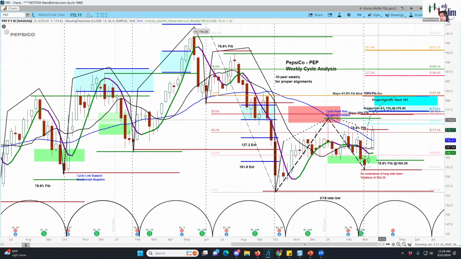And then if it really can clear this prior cycle peak, I think it has enough overall positive energy to get up near that 181, which would be near the 61.8 of the major retracement that we had here. And then there's also a confluence with the 100% fib extension from this swing low, swing high, swing low analysis. So that's the overall perspective on Pepsi.